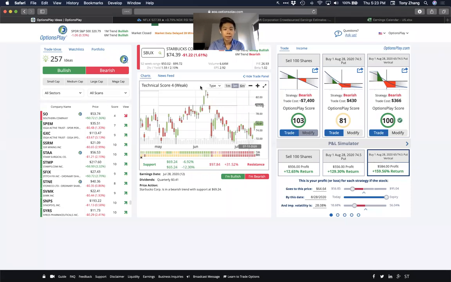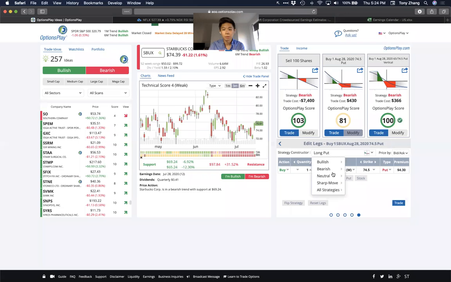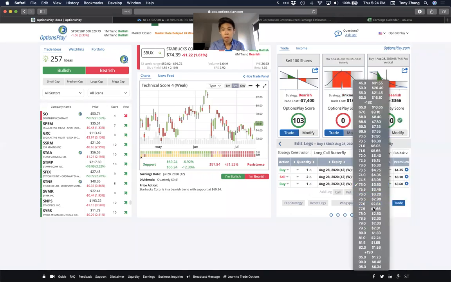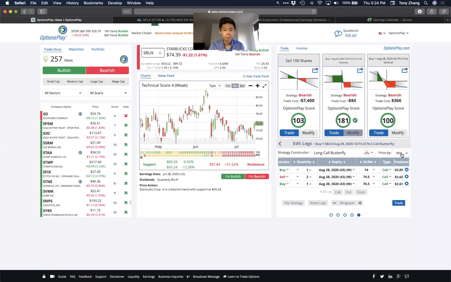It looks like analyzing an unbalanced butterfly is not available on OptionsPlay. You absolutely can do an unbalanced butterfly. You can set up a butterfly, and you can always choose an unbalanced butterfly like that. You can do any type of strategy that you would like here on OptionsPlay.